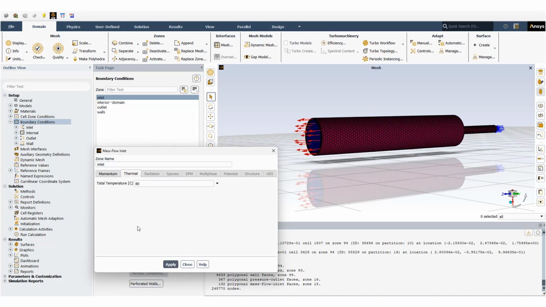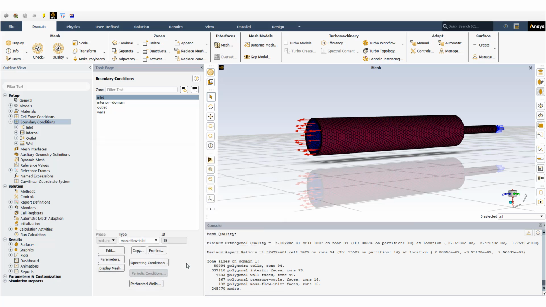And for thermal condition, I consider 80 degrees Celsius. I change the unit from Kelvin to Celsius. And please note that this is total temperature. So it is a summation of static temperature and isentropic temperature together. This is for the inlet condition.